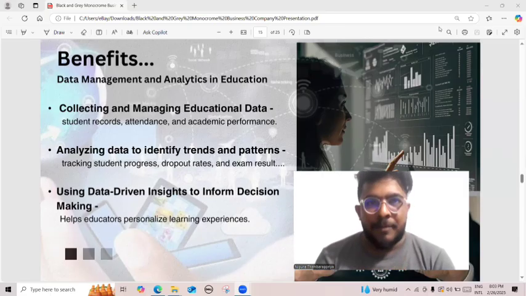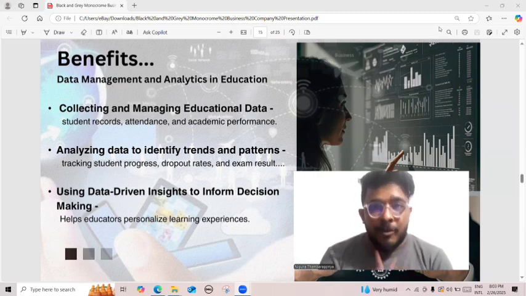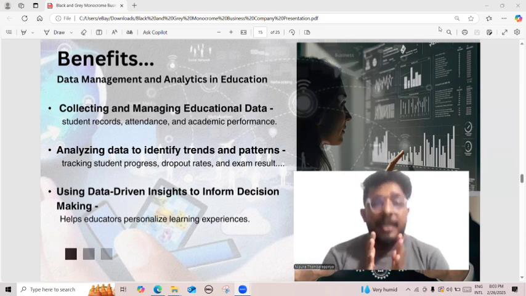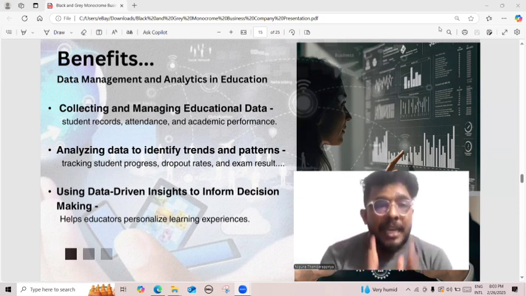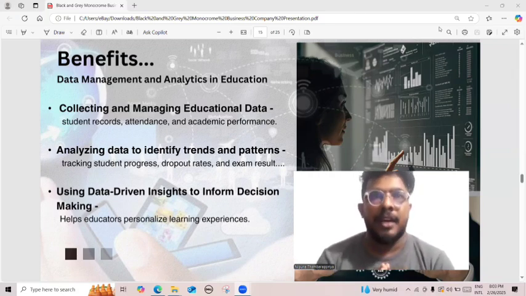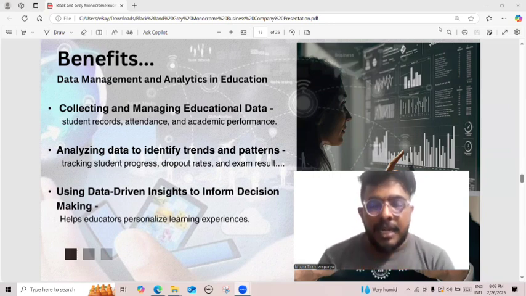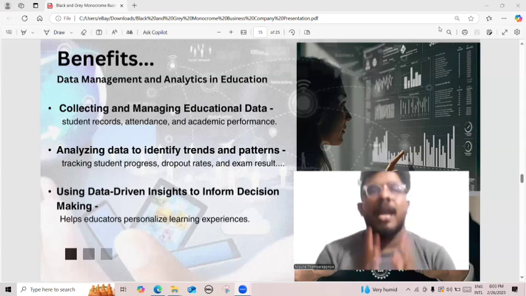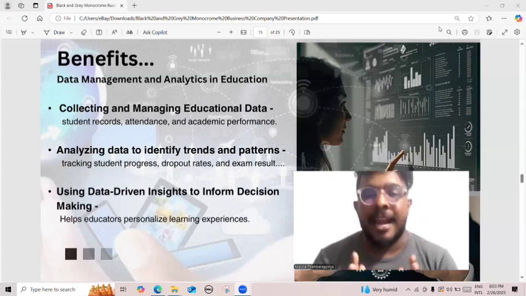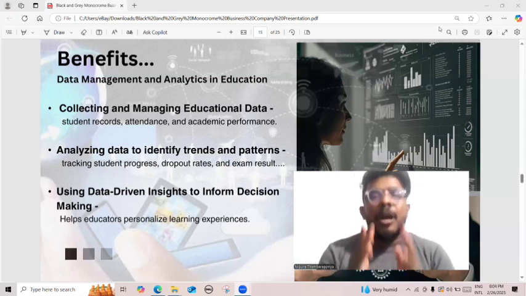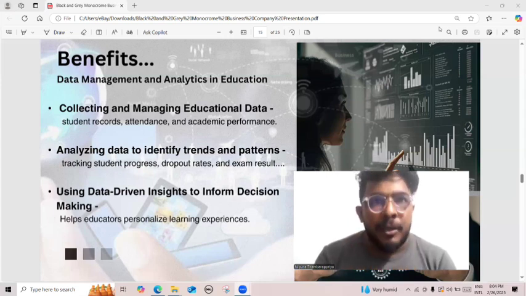I am JD Nipura. In my section, I will focus on a few benefits of management information systems in current education. One benefit: collecting and managing educational data. A management information system helps in systematically collecting and managing educational data, including student records, attendance, academic performance, and faculty details. It automates administrative tasks such as admissions, grading, and scheduling, reducing manual workload and errors.